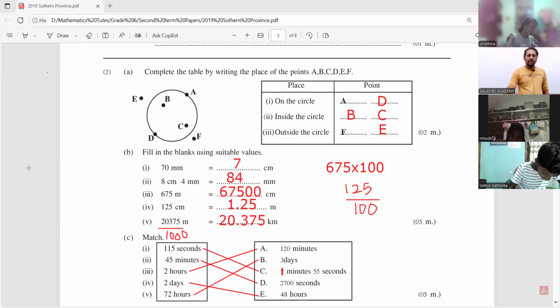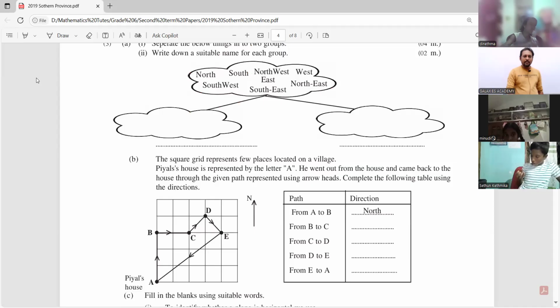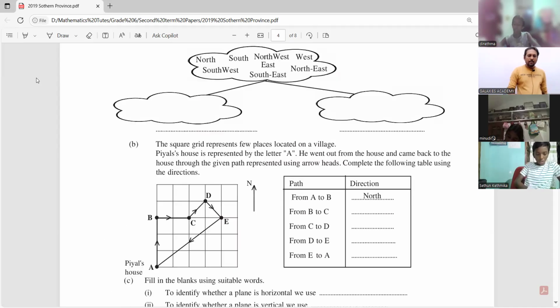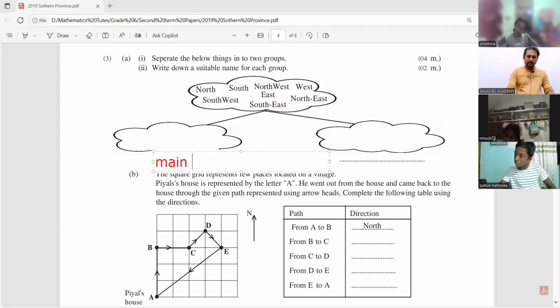Right, then let's go to the third question. Third one given, also there are 3 subparts given. Part A, look at. Separate the below things into 2 groups. Then second part, write down a suitable name for each group. Selection lesson. Right, you can see the items here: north, south, northwest, east, west, southwest, southeast, northeast. Then you can separate these two like this. No, how you can separate? Main directions and sub directions.